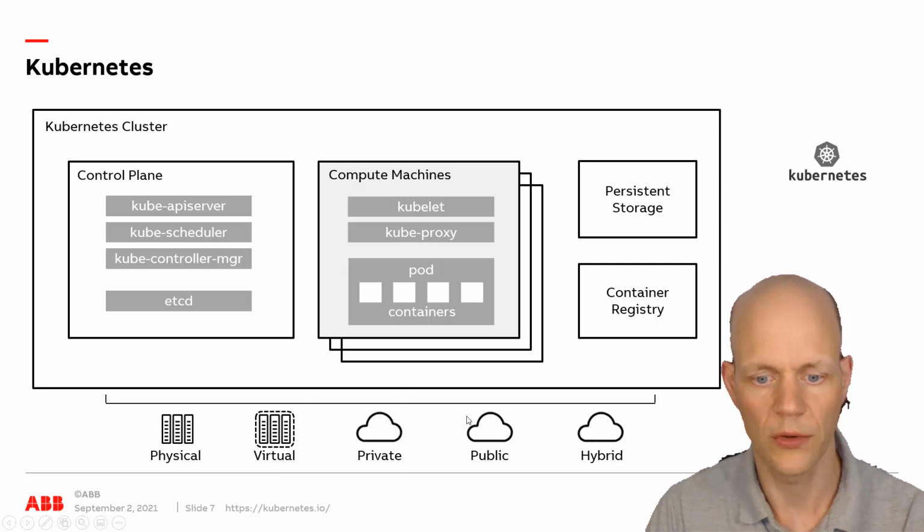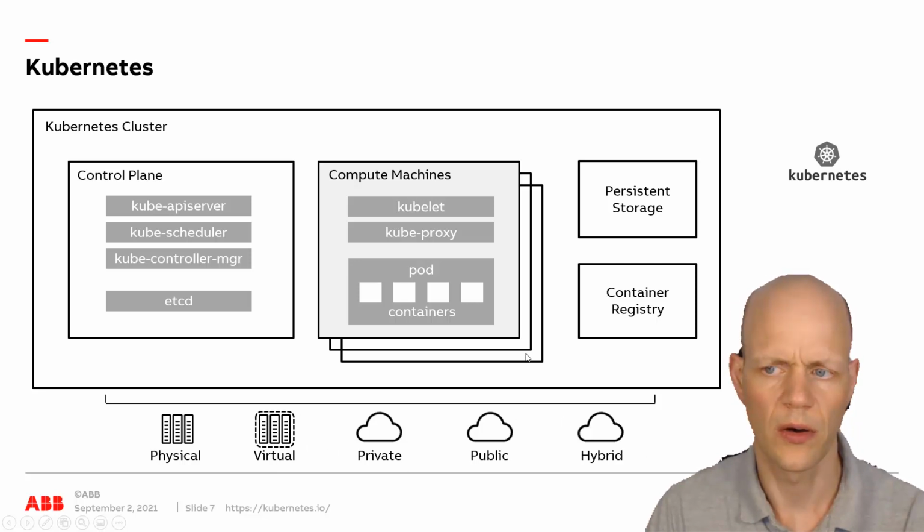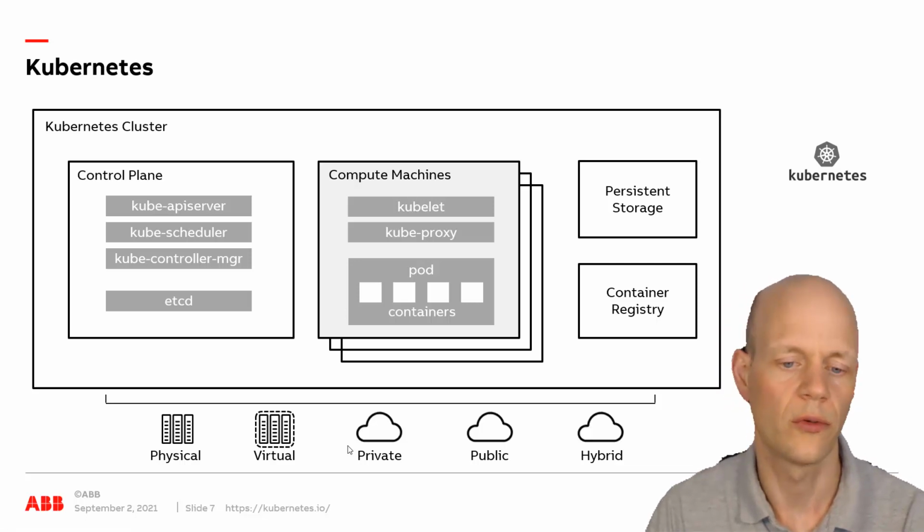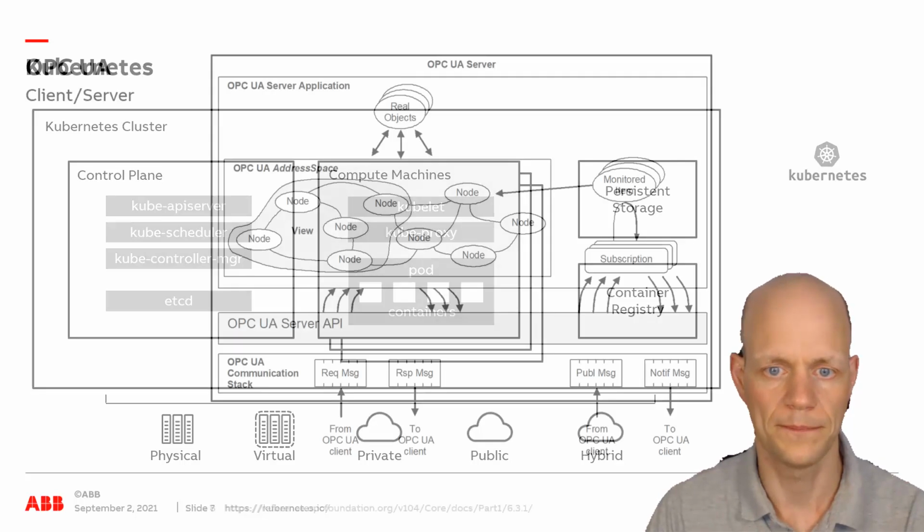A private cloud and a public cloud or hybrid cloud. The scenario that we are looking on is more like a private cloud. So we have a small cluster that runs together with your industrial control system on premises, and we can then switch between different pods there.